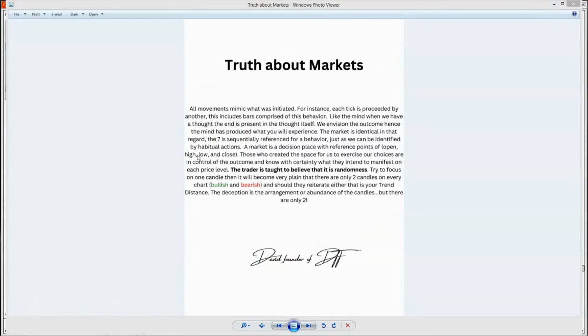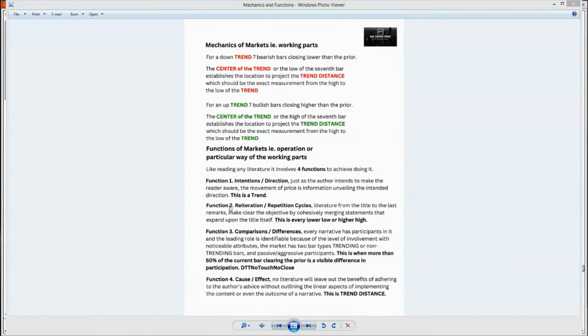Now, this is what I think about markets. Traders are taught to believe that the market is random. You can read the rest of it. I teach people how to read the market like literature. So from the title until the last remarks, the author will always make mention of what the literature was about.